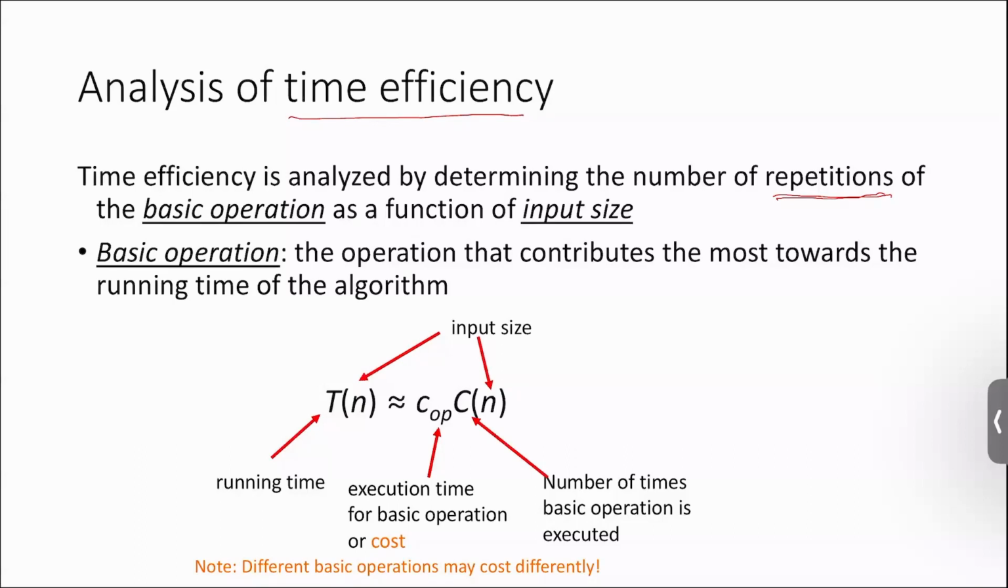Basic operation is any arithmetic operation, comparison operation, logical operation, whatever the operation is, that usually executes the maximum amount of the time, and that is usually in the innermost loop. If we have multiple loops, whatever we perform in the innermost loop is normally considered the basic operation, and we have to find a function with respect to the input size.